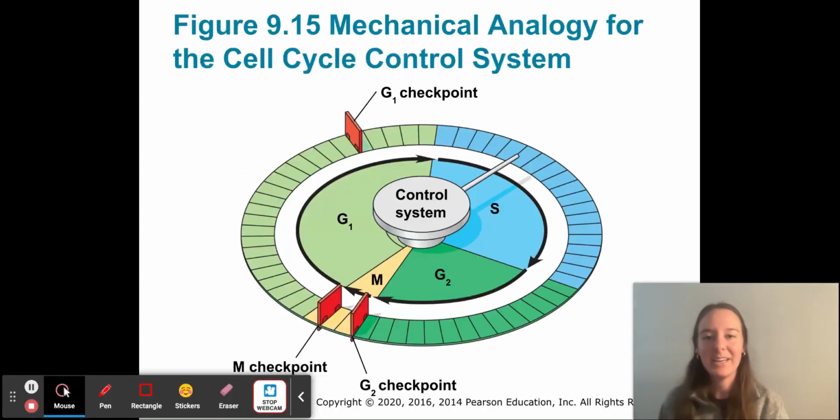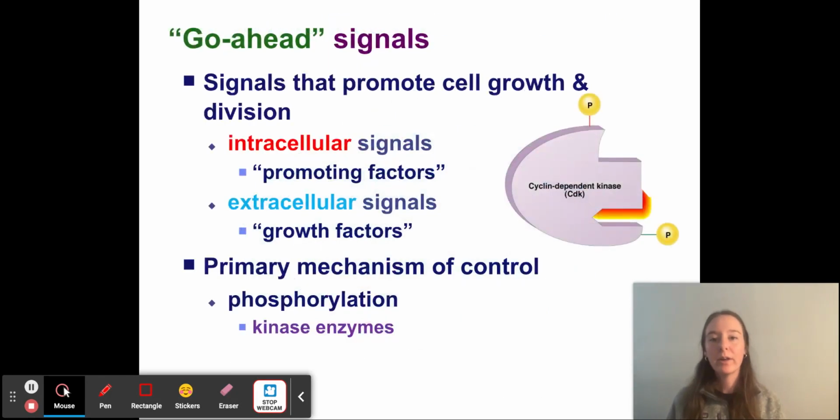So what is it at each of the checkpoints that tells a cell green light or red light? We're going to call them, for now, go-ahead signals, and these are signals that promote cell growth and division. Well, what is a signal? We learned in the last chapter that a signal is a molecule that will be received by a protein, and then it will be transduced. The signal will be transduced or carried, and then some response will happen. And the response will be, okay, move into the next phase of the cell cycle.